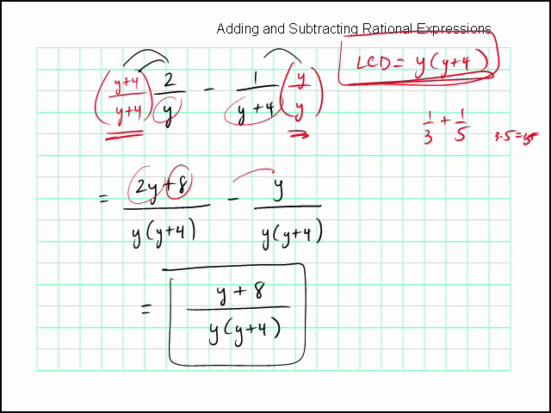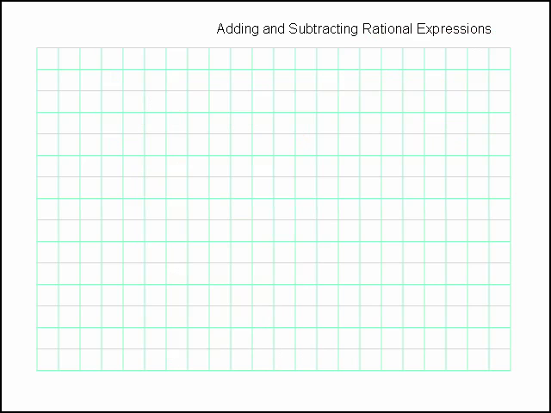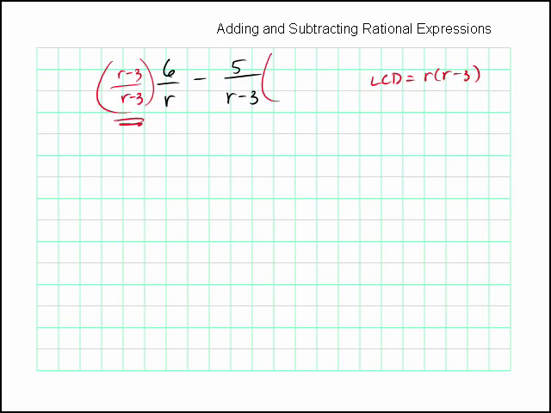Here's another one very similar to that. 6 over r minus 5 over r minus 3. Just like the last one, the LCD has to be the product of the two denominators, r times r minus 3. So this fraction has to be multiplied by an r minus 3 over an r minus 3. And this one multiplied by an r over an r.